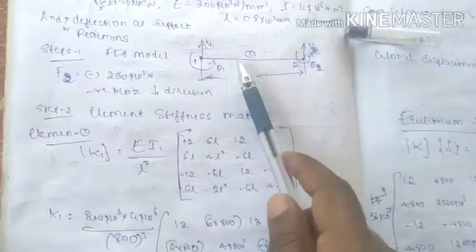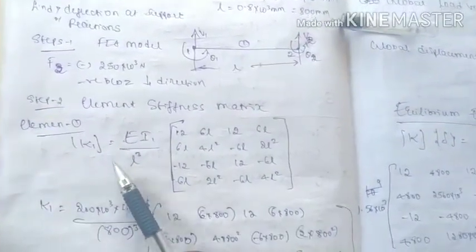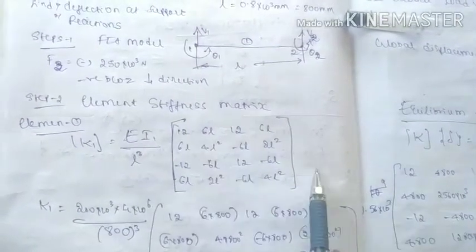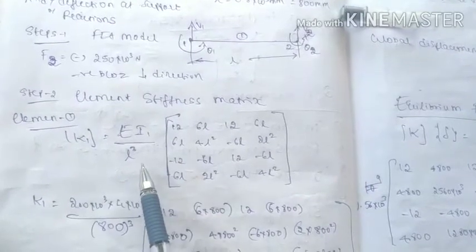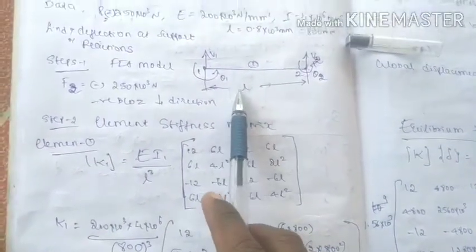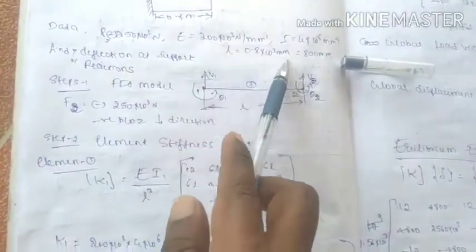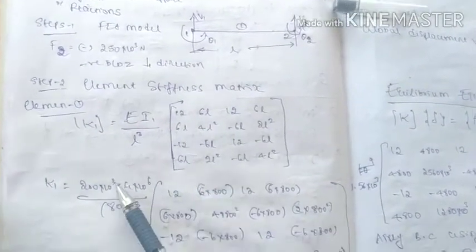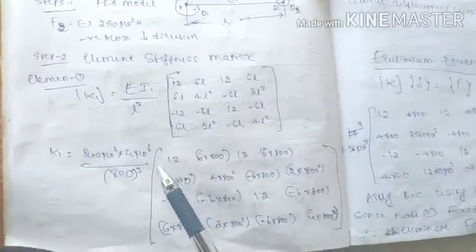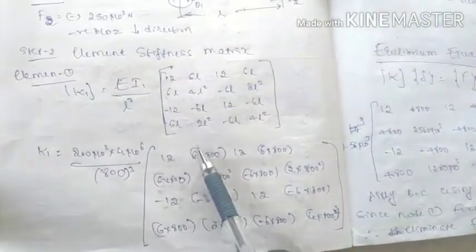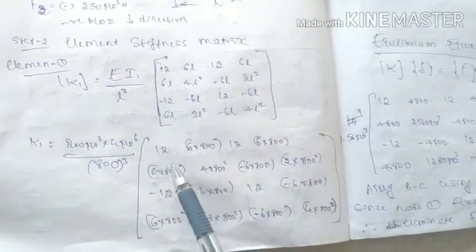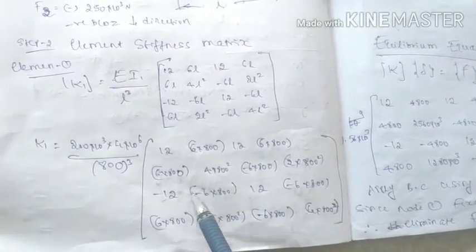We know only one element, therefore we know the element stiffness matrix equation, EI by L cube and this much. Now here L is nothing but how much? 0.8 into 10 raised to 3, that is 800 mm, and E is given, I is given. So you substitute in those corresponding values, and carefully you have to consider the negative also. Be careful when you are calculating this, and you have to simplify this.